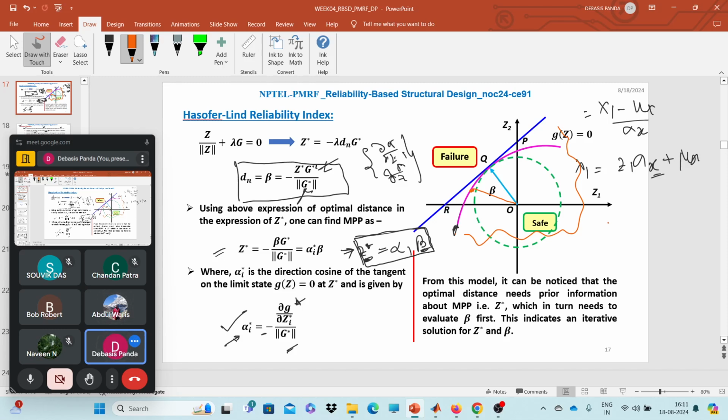That's all. And in MVFOSM, we directly get the value, but that value should not be taken as the design point from there. Okay. Great.